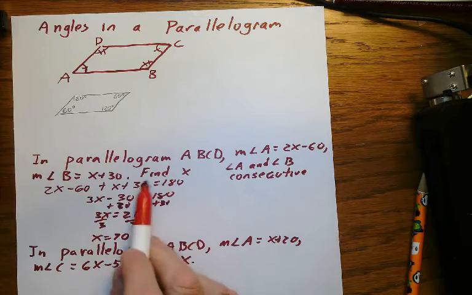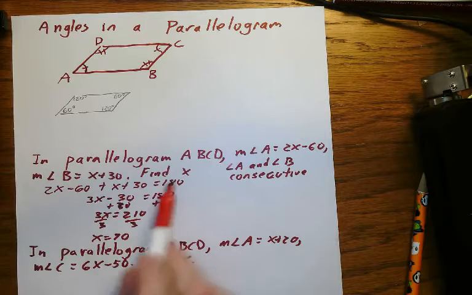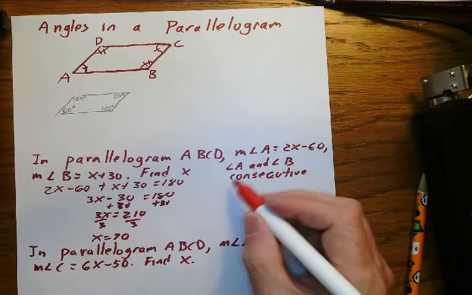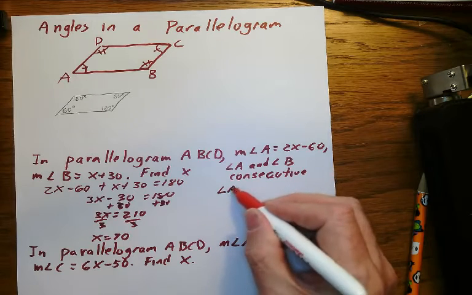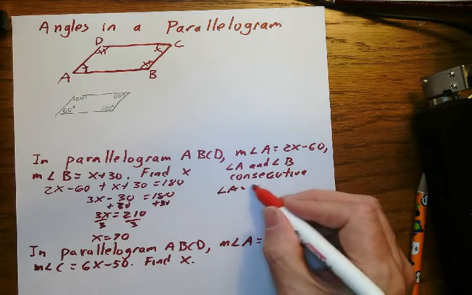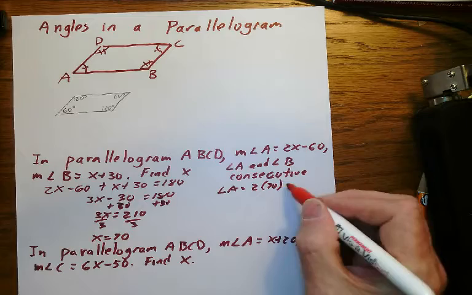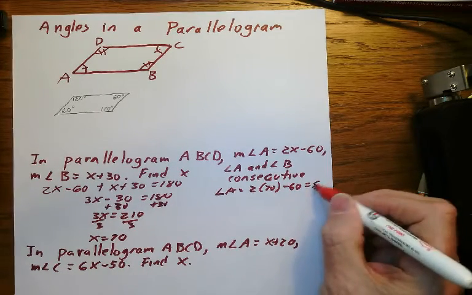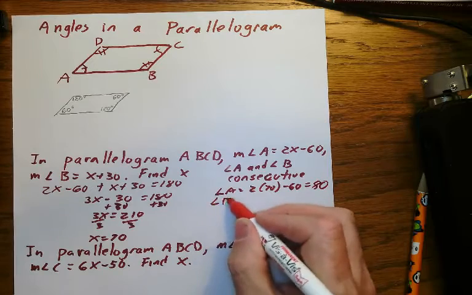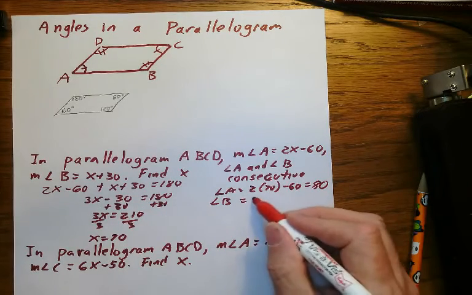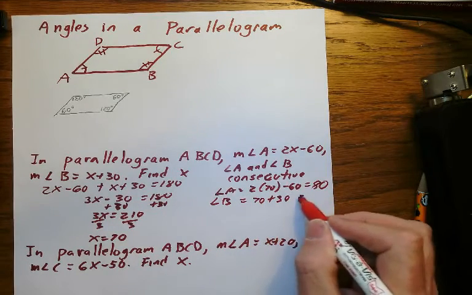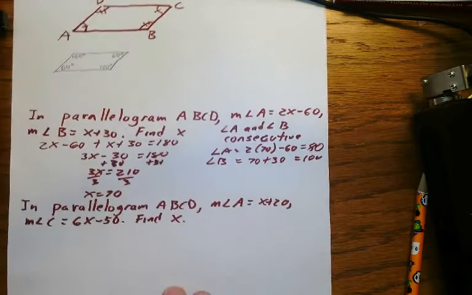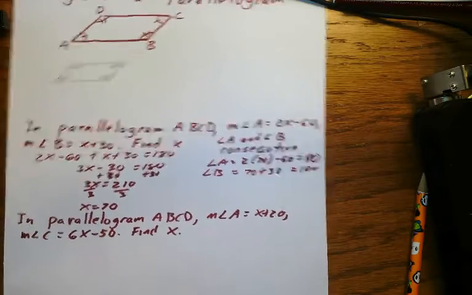Now this problem only said find x, but let's just do a check. Let's take this x equals 70 and plug it in. Angle A is 2x minus 60, so that's going to be 2 times 70 minus 60. 2 times 70 is 140, minus 60 is 80. Angle B is x plus 30, so 70 plus 30 is 100, and yes, they are supplementary, so it did work out. Let's take a look at our next problem.